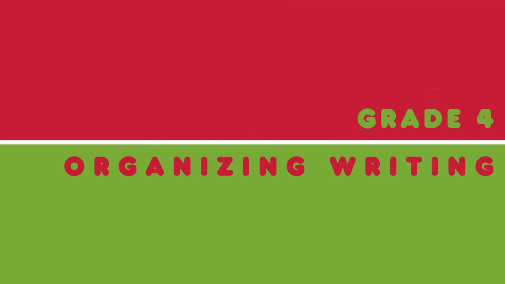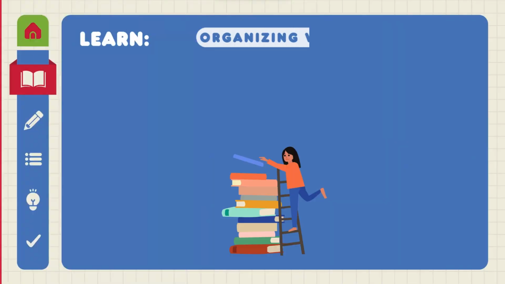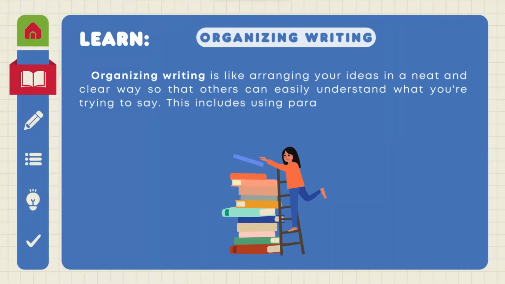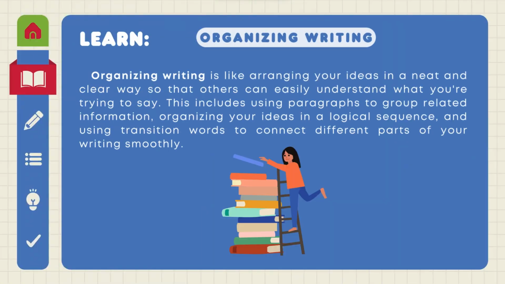Grade 4 Organizing Writing. Organizing writing is like arranging your ideas in a neat and clear way so that others can easily understand what you're trying to say. This includes using paragraphs to group related information, organizing your ideas in a logical sequence, and using transition words to connect different parts of your writing smoothly.